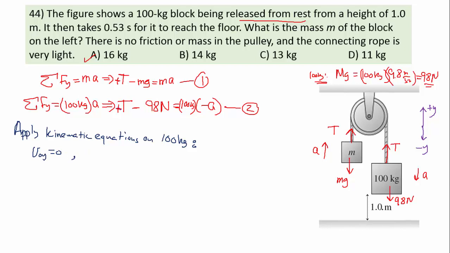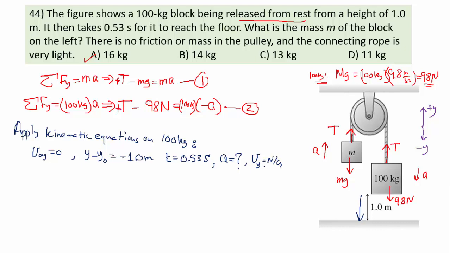We are told that its height is 1 meter, so basically its displacement y minus y0 will be negative 1 meter. It will fall downward here. Displacement of negative 1 meter. Negative because it's in the negative direction, taking upward to be positive and downward to be negative. And also we are given the time, which is 0.53 seconds, and the unknown is the acceleration. Again, the acceleration is not g because this is not a free falling problem. The final velocity is not given.